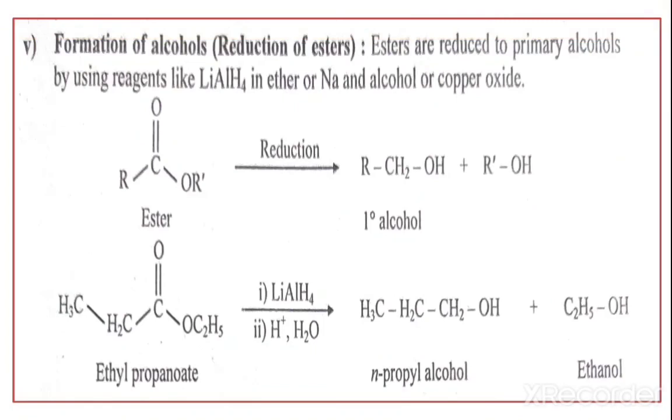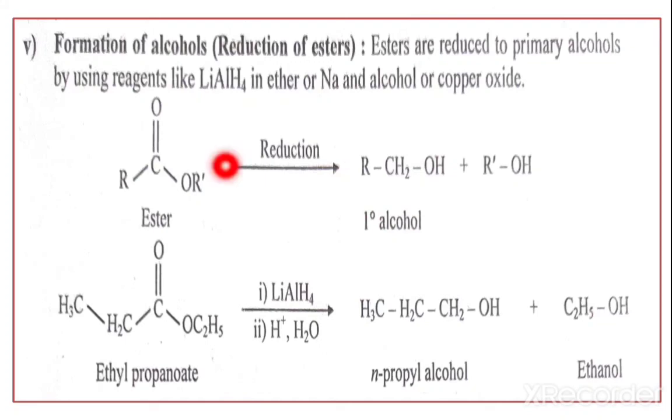Now the next, the formation of alcohol. Another method is nothing but the reduction of ester. That means the ester is reduced to primary alcohol. When the ester undergoes reduction, we get the primary alcohol by using lithium aluminum hydride in ether, or sometimes sodium and alcohol, or copper oxide is used for reduction.